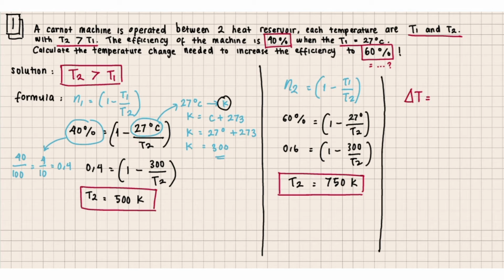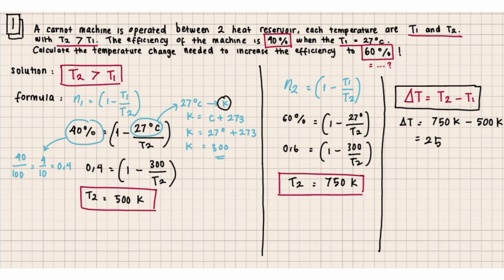To calculate the temperature change, we're gonna subtract the T2 with T1. So, 750 Kelvin minus 500 Kelvin equals to 250 Kelvin. So the temperature change is 250 Kelvin.